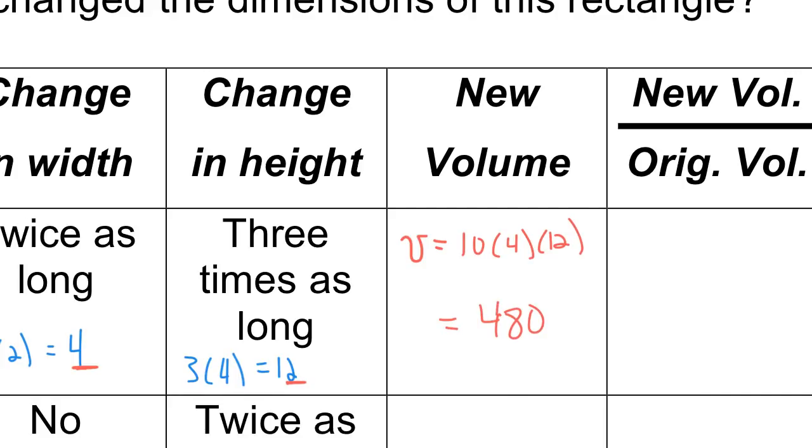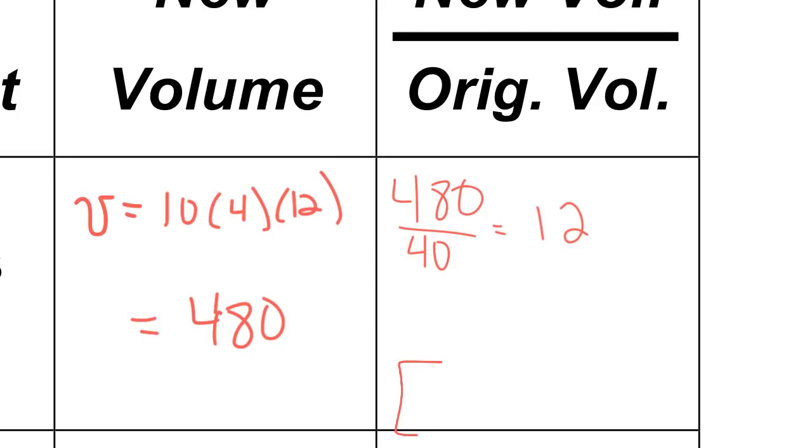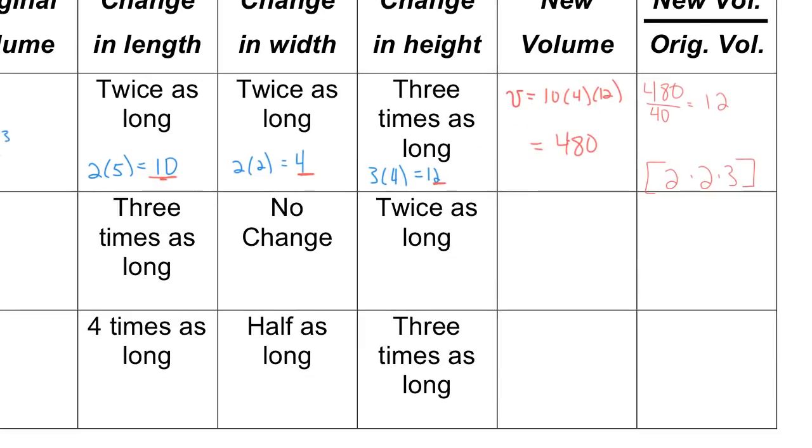Now I want to take that new volume, 480, and I'm going to divide it by my original volume, which is 40. Now you can put this in your calculator. If you do, you end up getting 12 for your answer. But just in case you were wondering, 2 times 2 times 3 is also 12. So you might be seeing how this works already. Let's go to the next one.